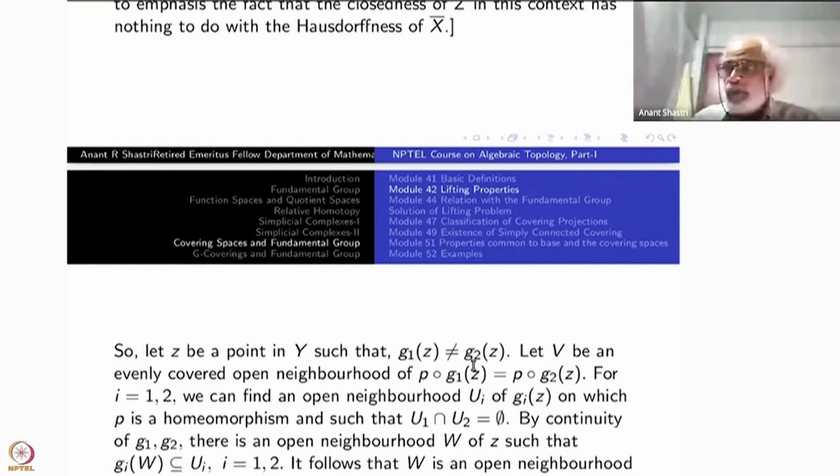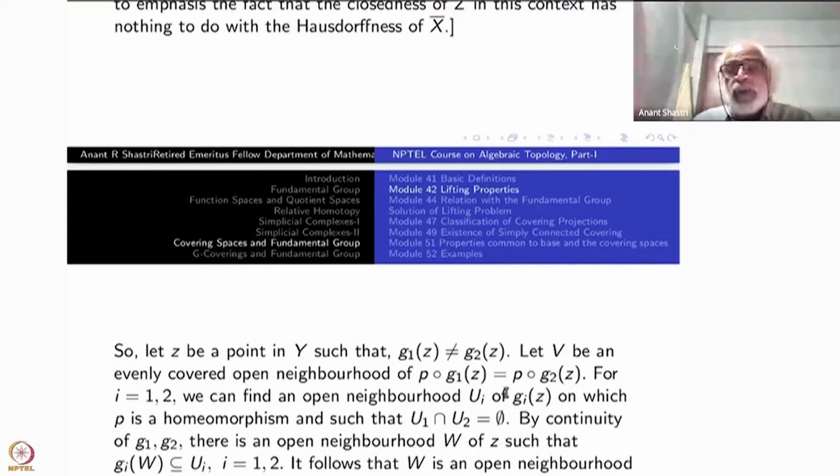G1 of Z is not equal to G2 of Z, but P of G1 is equal to P of G2, right? That is F equals F. It's always the case. Therefore, G1 of Z and G2 of Z are in the same fiber. Call this X, P inverse of X, they belong to. So we can find open neighborhoods Ui around this point and this point, on which P is a homeomorphism and such that the intersection is empty, because they are in different fibers.